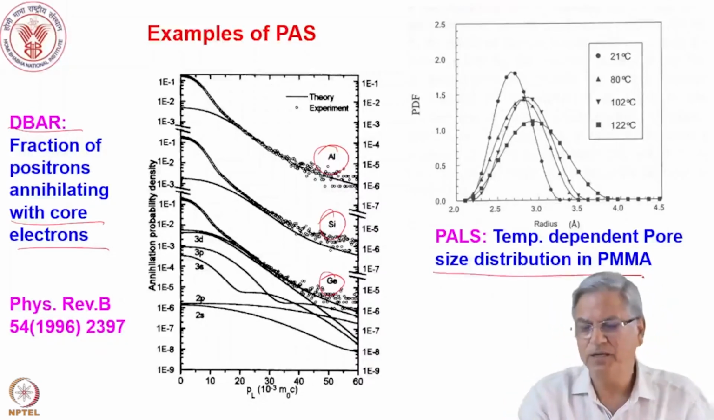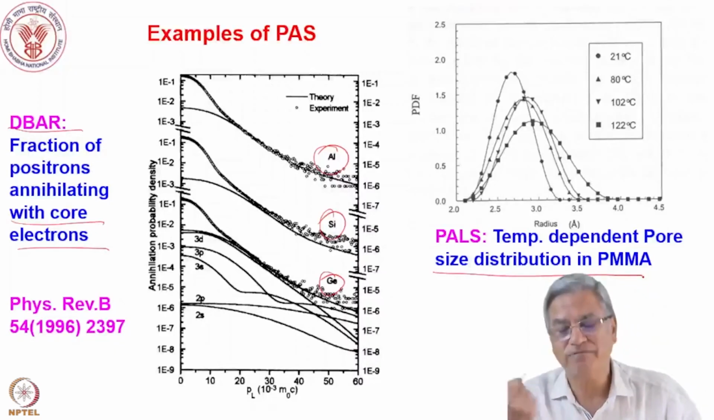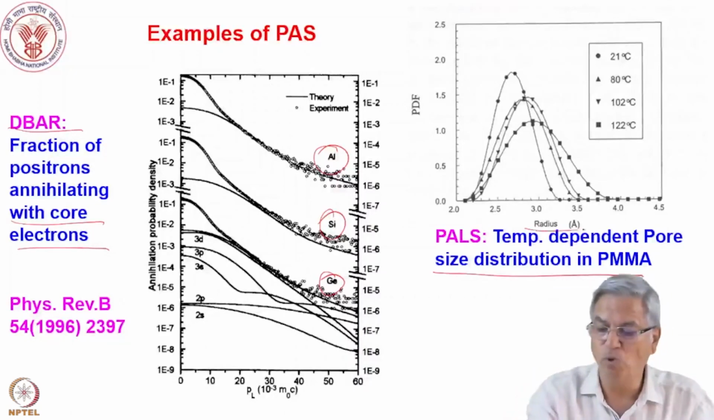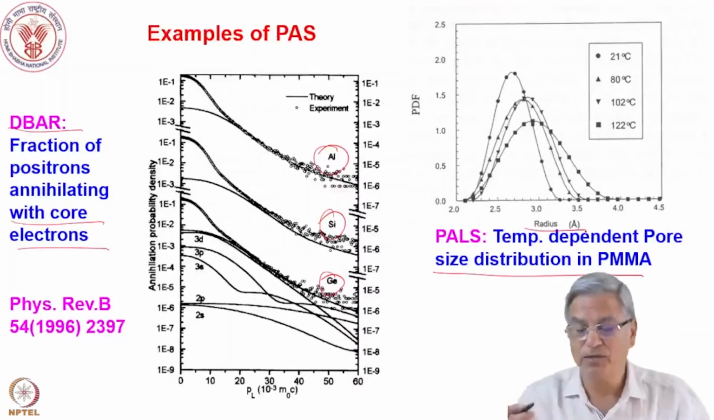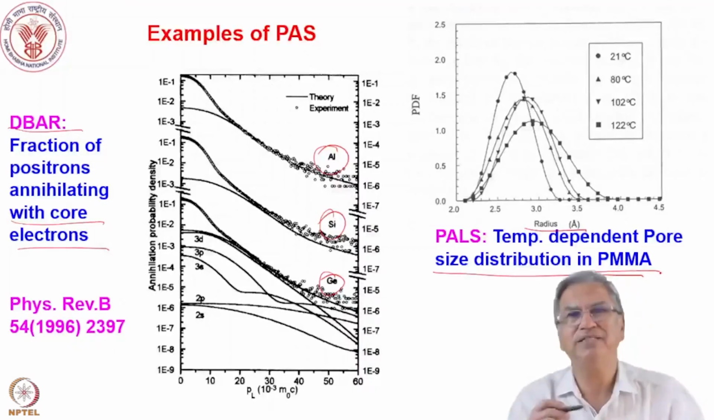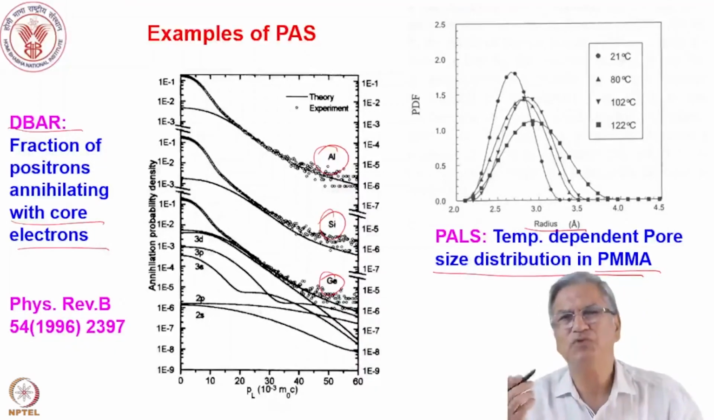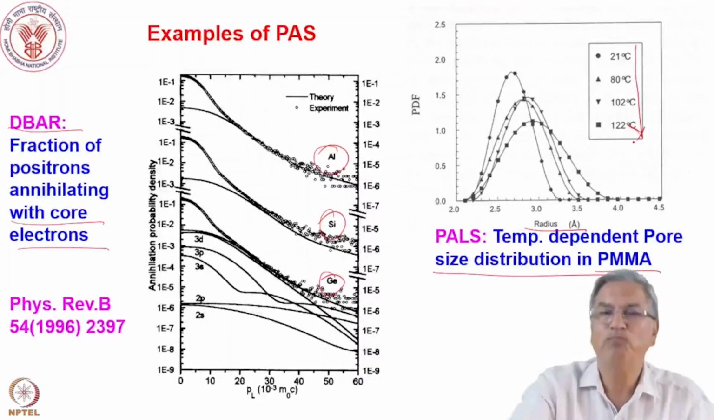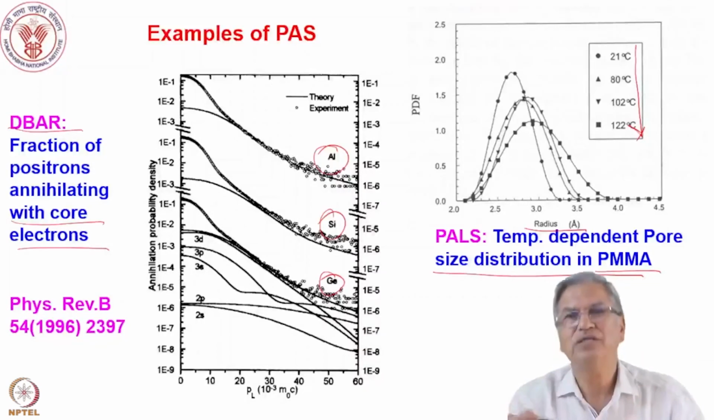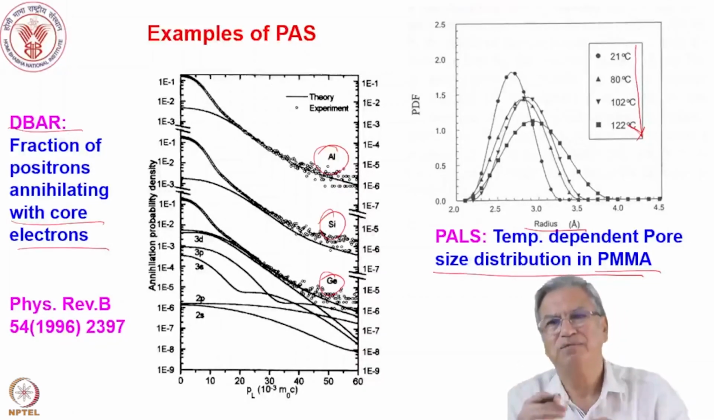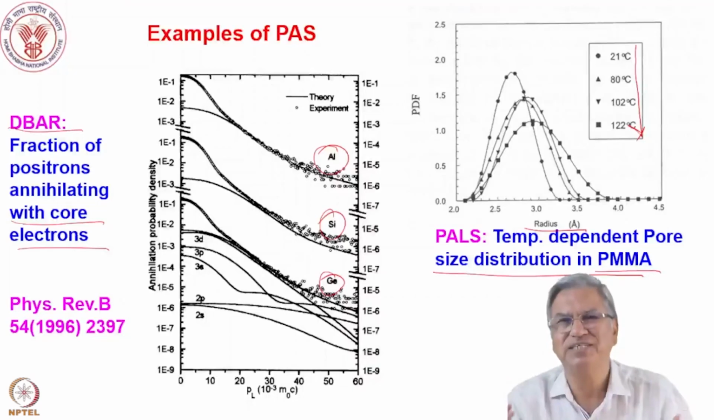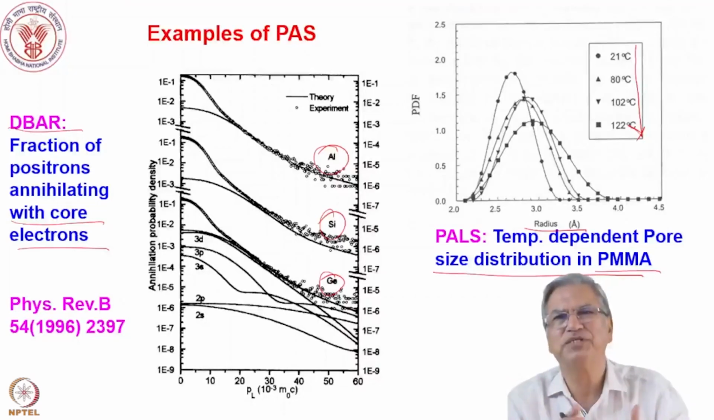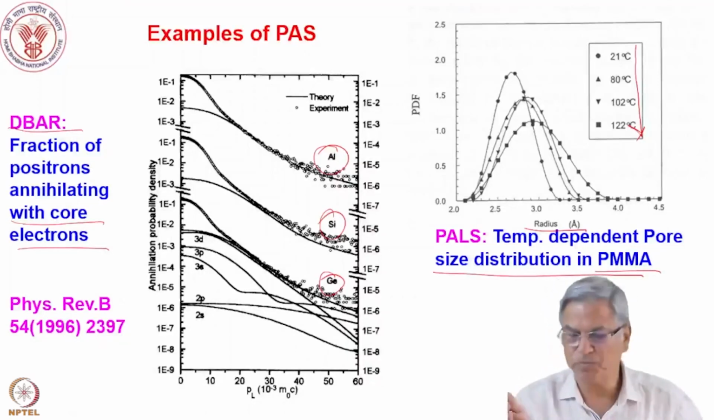And another example is the lifetime. From the lifetime spectroscopy, you can find out the pore size distribution. This is the radius of the pore. Certain materials like polymethyl methacrylate, a polymeric material, will undergo changes in the pore size distribution with temperature. And you can see the pore size distribution is changing with the temperature. So how the polymeric material is undergoing changes, the internal transitions in the polymeric material, can be investigated by pore size distribution study using lifetime spectroscopy.